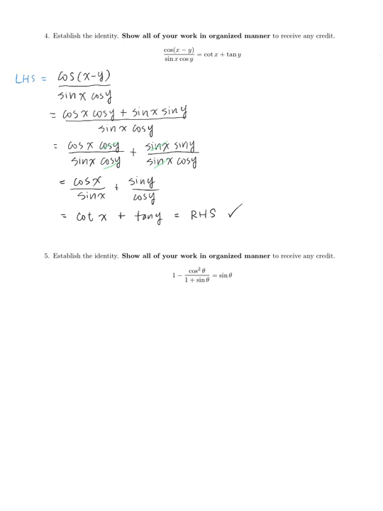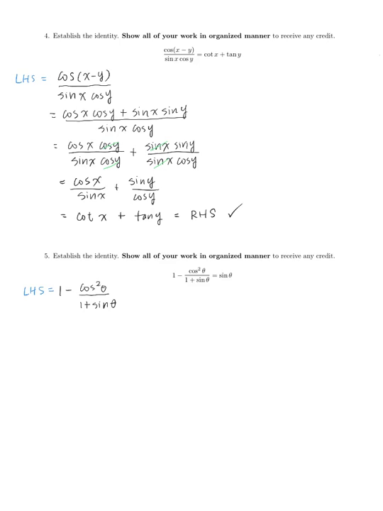Okay, number 5. Okay, so obviously the left-hand side looks a little bit more complicated. So what I'm going to do is work from the left-hand side. Okay, let me copy and paste the expression. 1 minus cosine square of theta over 1 plus sine theta. Okay, now let's see. Cosine square of theta. Okay, so that one has quite many identities, but maybe we can use the Pythagorean identity. So let me just write this out.